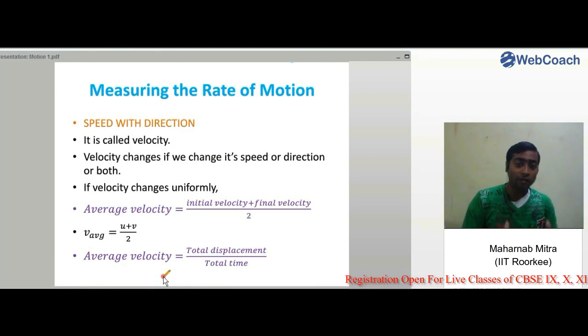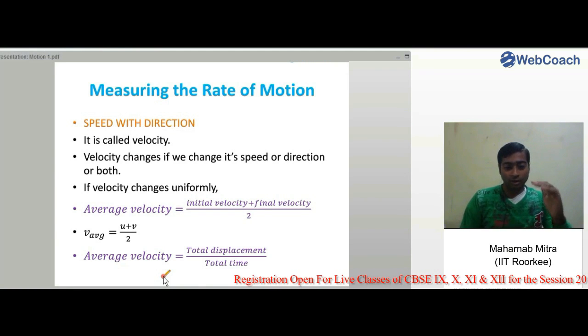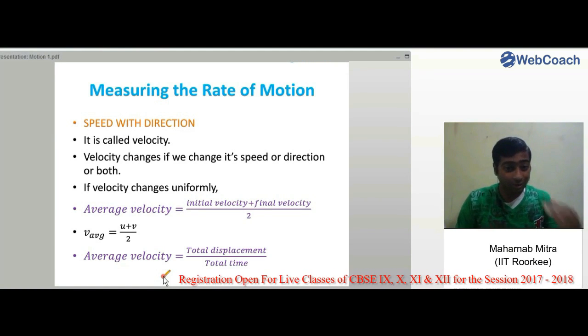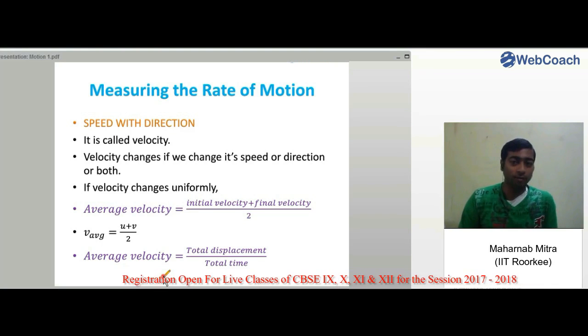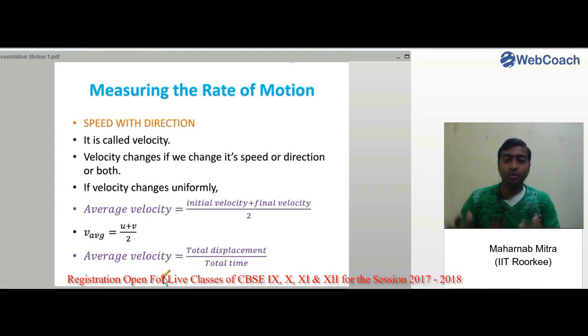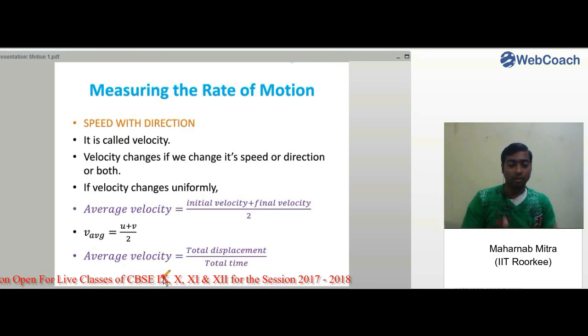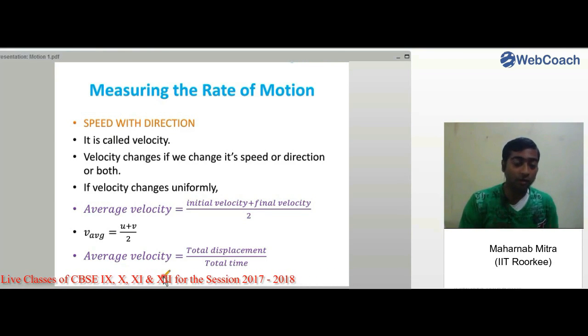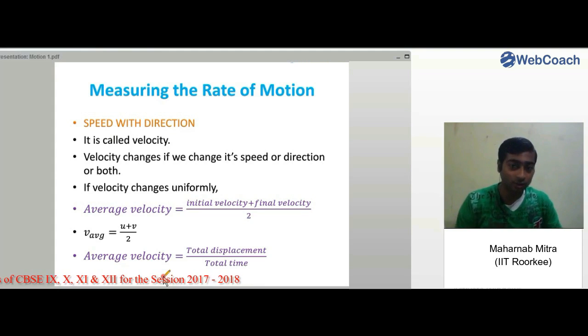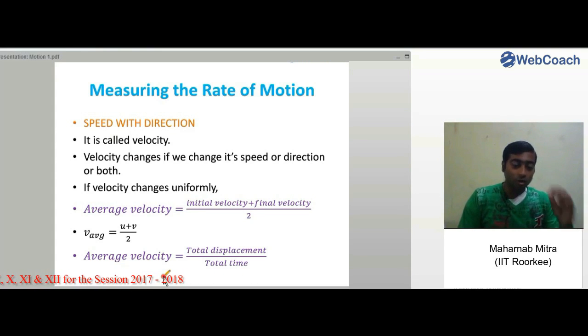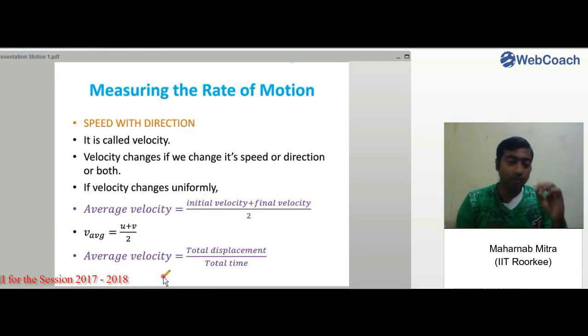Let's see one more formula for average velocity. It is also total displacement divided by total time. For average speed, it was total distance divided by total time. But in case of average velocity, as it has direction with it, we consider total displacement divided by total time.